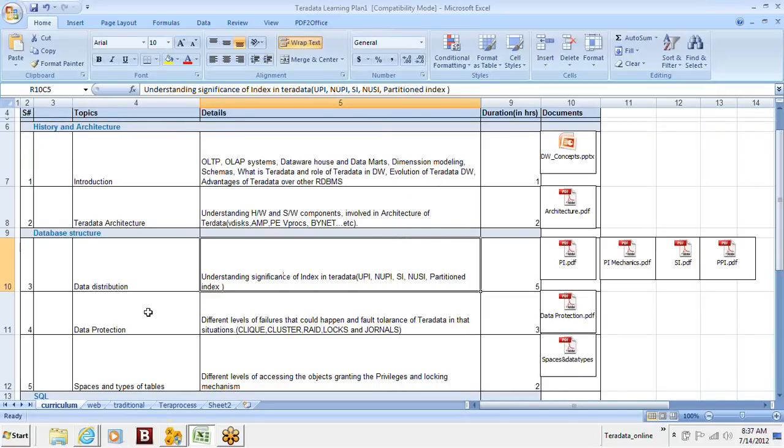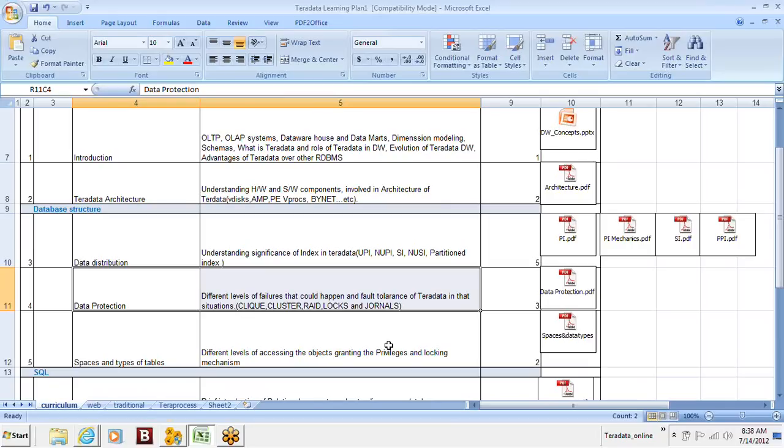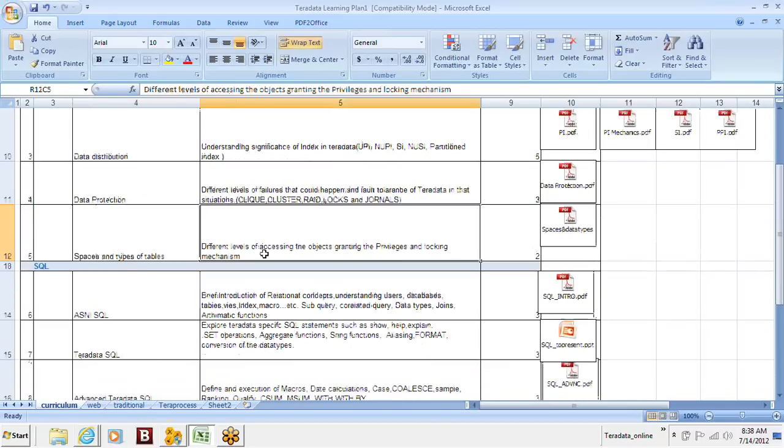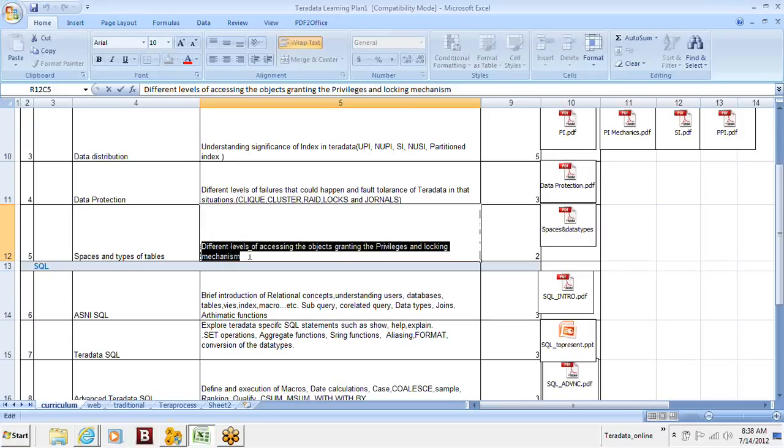And then we have data protection concepts: what happens in case of a disk failure, a processor failure, a node failure, and a database transaction failure. All these levels of data protection we'll try to understand in this session. And then the multiple types of spaces and tables. We have virtual tables, global temporary tables, normal temp tables. So we'll understand what type of table would take what type of space. We have different types of spaces also in Teradata for the terminology. We'll understand those parts.